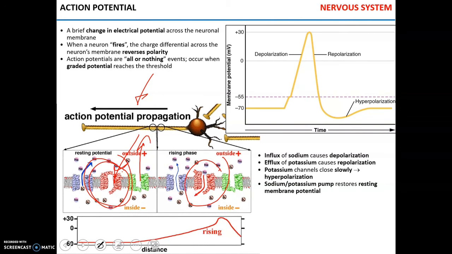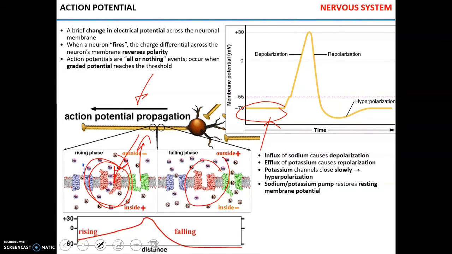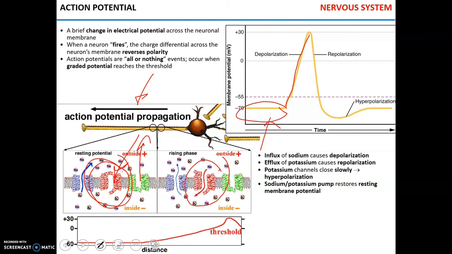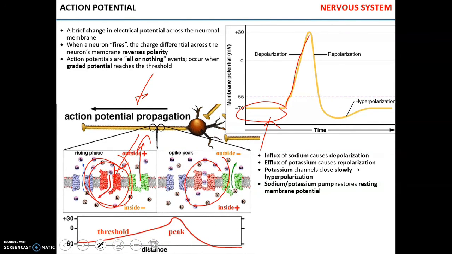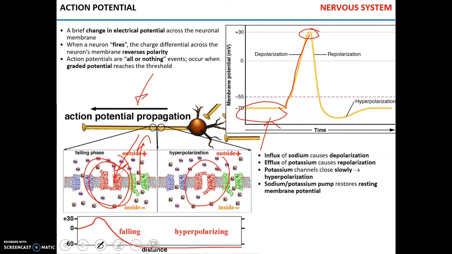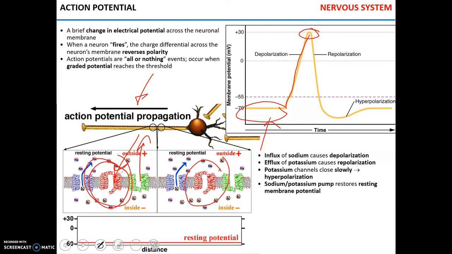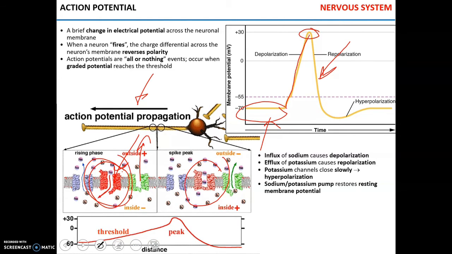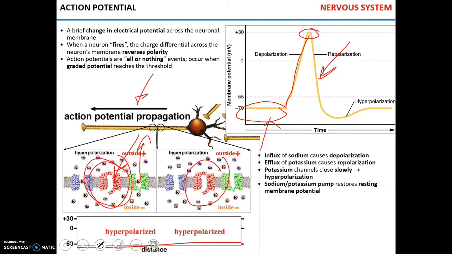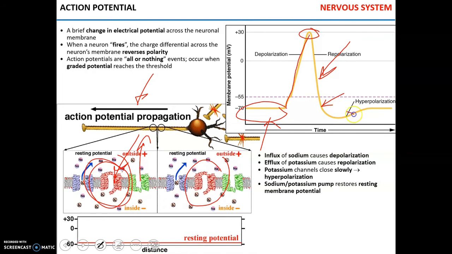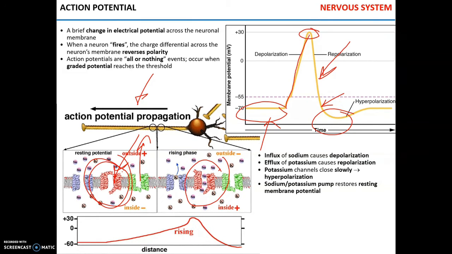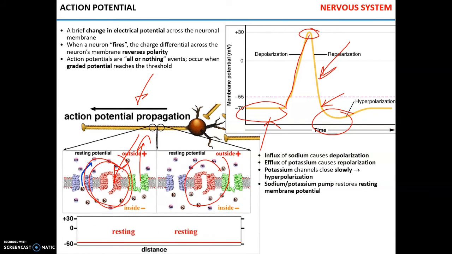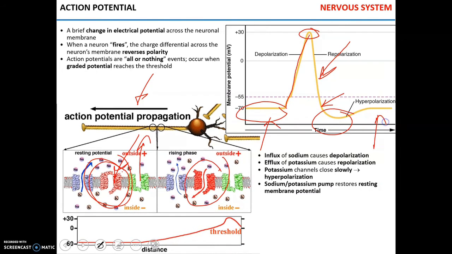So here's the process of the action potential here. That's resting membrane potential. Sodium channels open, sodium starts to flow into the cell, causing depolarization, making it more positive. Then, at the peak of depolarization, sodium channels close, potassium channels open, and that leads to repolarization of the neuron, returning back to normal membrane potential. However, since potassium channels are slow, they remain open even when the cell reaches its resting membrane potential, which leads to hyperpolarization. Eventually, the sodium-potassium pump will restore the resting membrane potential and the cell will return to its normal membrane potential.